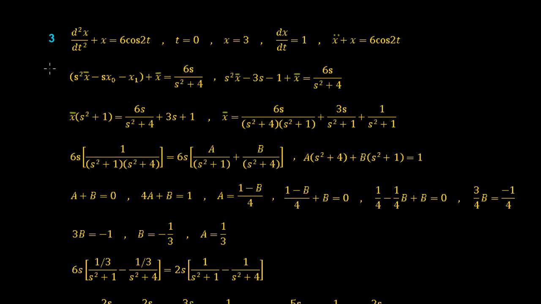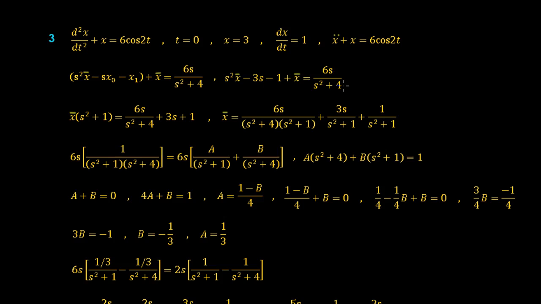Number 3. d squared x by dt squared plus x equals 6 cos 2t. The initial conditions at t equals 0: x equals 3, dx by dt equals 1. This can be written as x double dot plus x equals 6 cos 2t. Taking the Laplace transform of this gives us s squared x bar minus sx0 minus x1 plus x bar equals the Laplace transform of 6 cos 2t, which is 6s upon s squared plus 4.